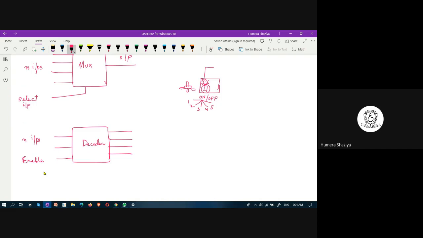Likewise, for a decoder, also for a multiplexer, for any electronic circuit, you can have a switch which is known as enable input. If this enable input is 1, the circuit will operate. If enable is off, the circuit will not operate.